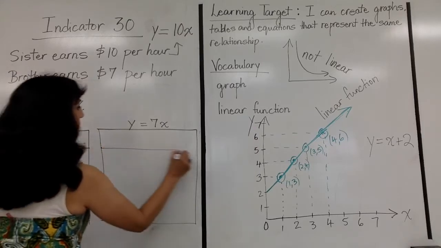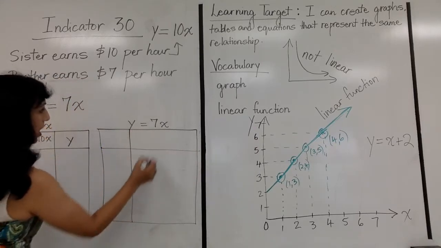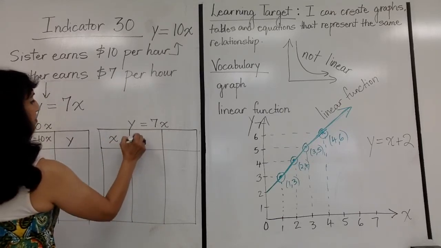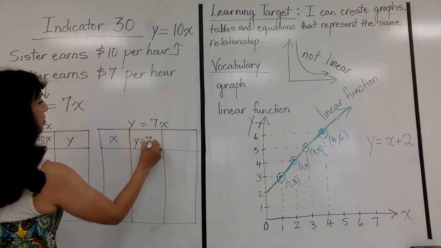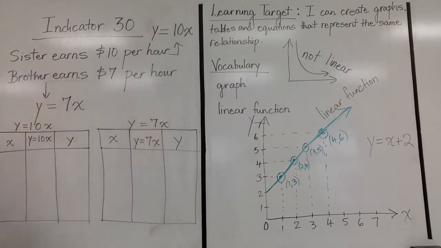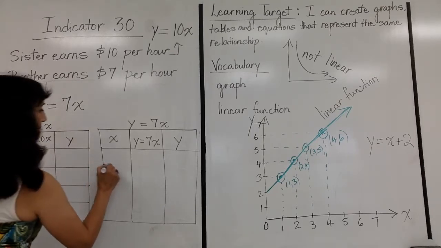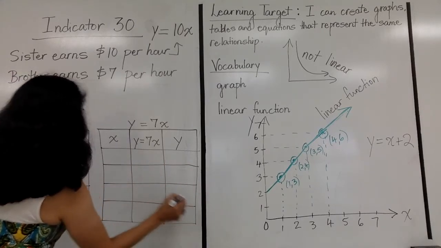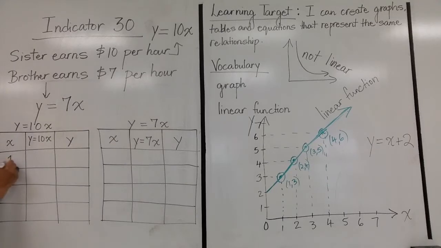And same thing here. I'm going to cut it into 3 parts. I have x, which is my input. I have my rule, which is y is equal to 7x, and then this is going to give me y. Okay, so let's go ahead and do the 4. Like I told you, you've got to have 4 values at least in order to graph it out. Okay, so I'm just going to give values to x. I'm going to say 1, 2, 3, 4.